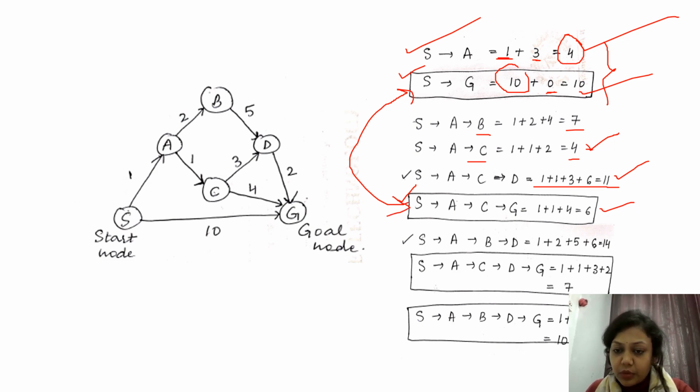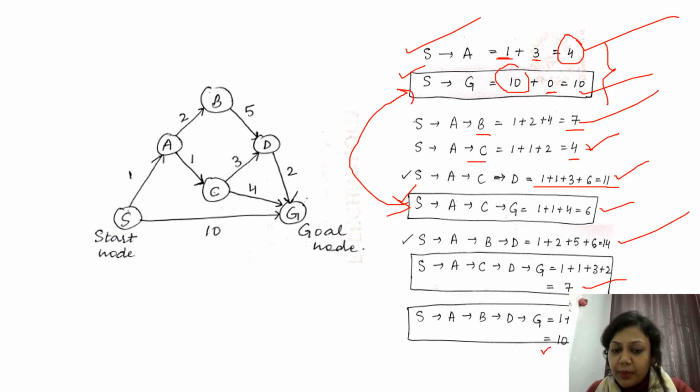Now, let's explore further this path. S to A to B, then B to D. This is giving us the answer 14. The next path which we have seen is S to A to C, C to D and then D to G. The answer is 7. Now let's explore another path. S to A to B, B to D and then D to G. This is giving us 10.